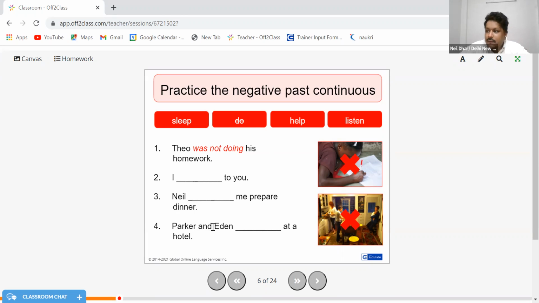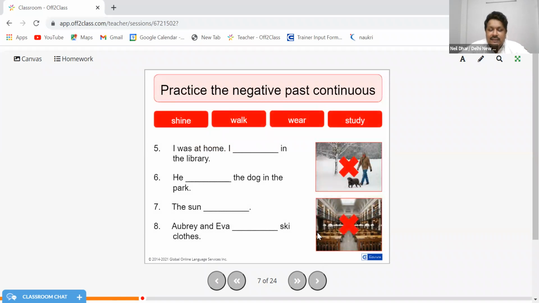Parker and Ellen were not sleeping at a hotel. Okay. Next, again, let's try and use the words on the top in negative form, in continuous format. I was at home. I was not studying in the library. He was not walking the dog in the park. The sun was not shining. Aubrey and Eva were not wearing skiing clothes or ski clothes.